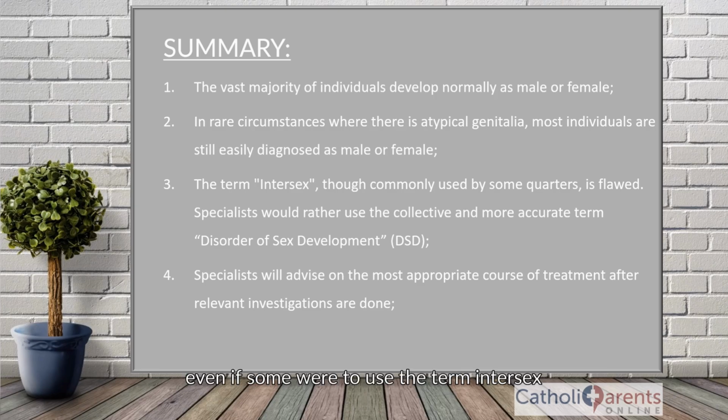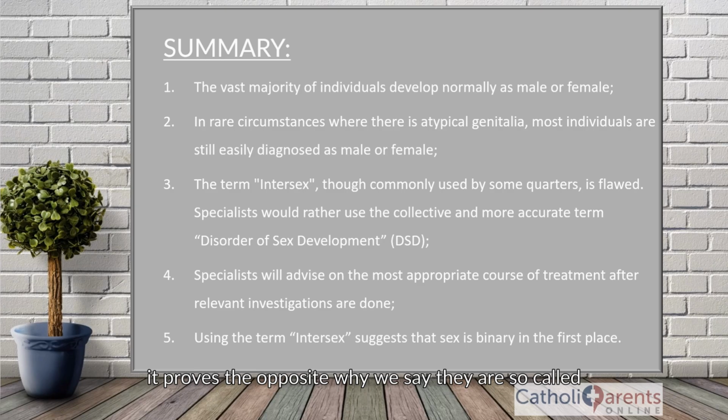5. Even if some were to use the term intersex to try to make a case that sex exists on a spectrum, the argument does not hold. If anything, it proves the opposite. Why we say they are so-called intersex is because we recognize without a shadow of a doubt that sex is binary in the first place, male and female. And there are certain disorders of sex development that can cause some individuals to not exhibit the full features of one sex or the other.